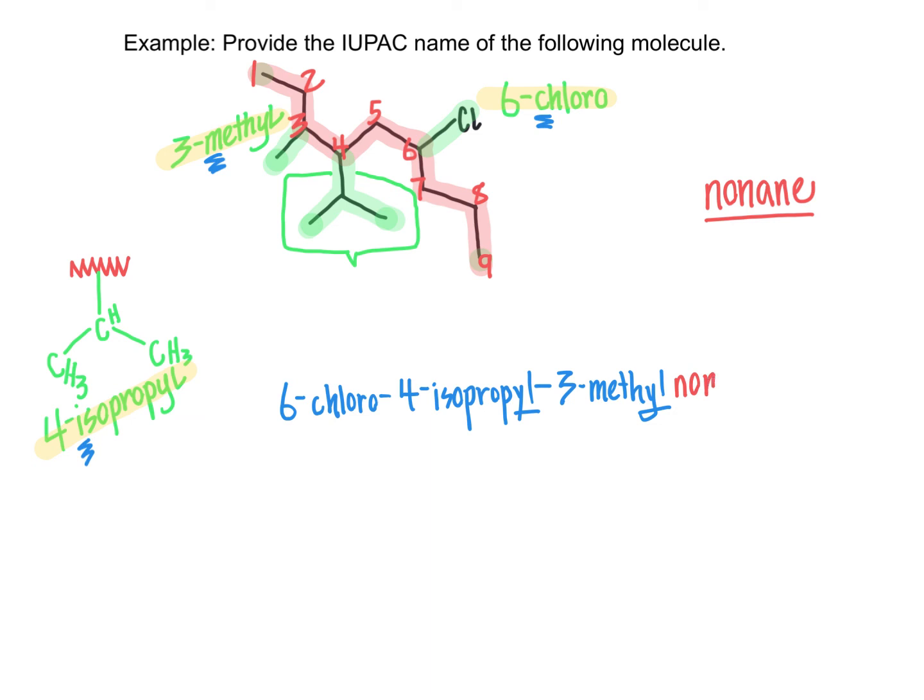And then nonane is our parent name with the A and E suffix there, designating to us that this is a molecule that's just carbon-carbon single bonds, and there's no double bonds or triple bonds in there. In a future video, we will describe how to name molecules that have alkene or alkyne groups with carbon-carbon double bonds or carbon-carbon triple bonds, respectively.